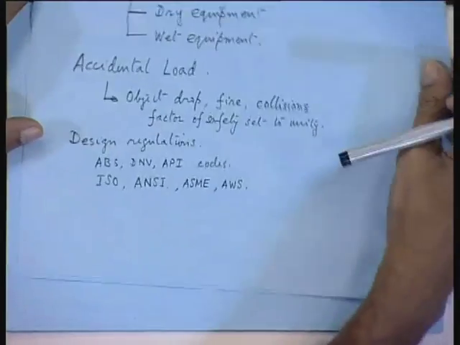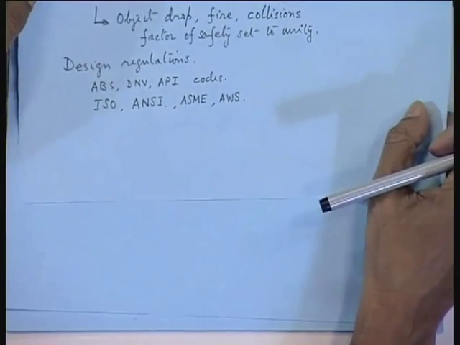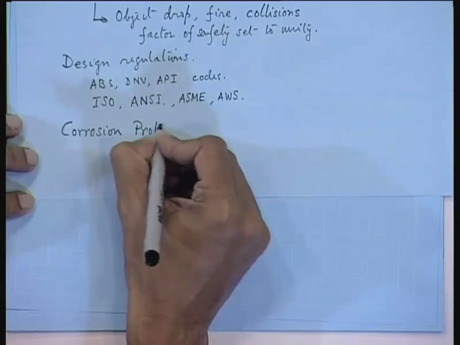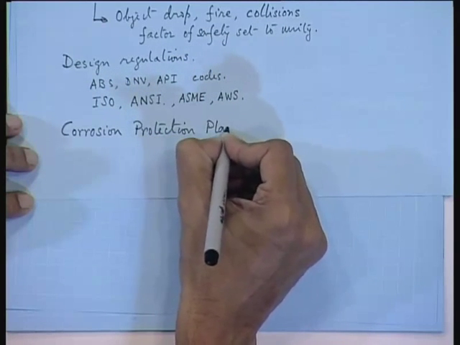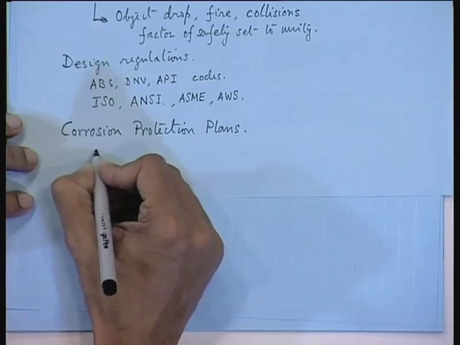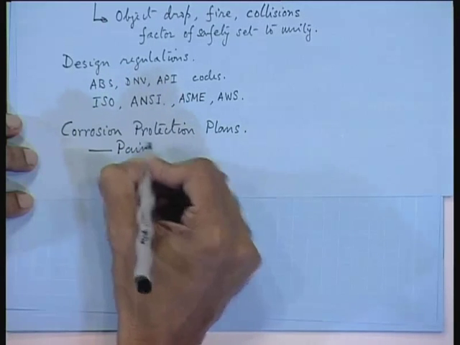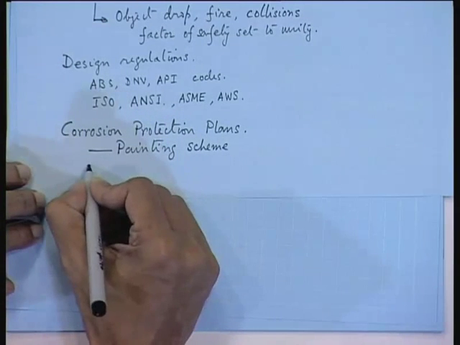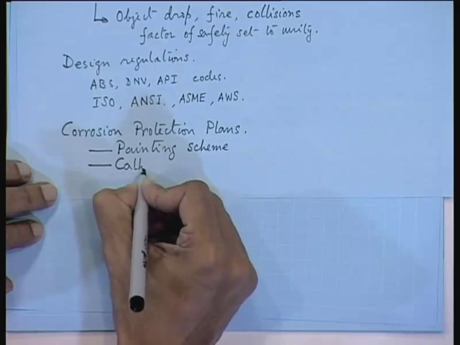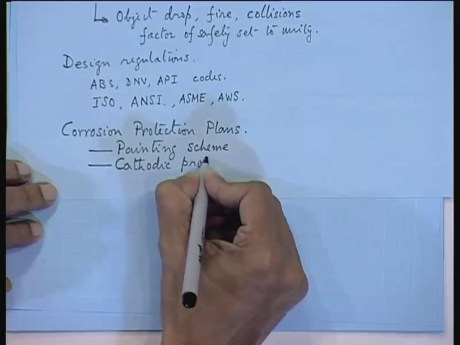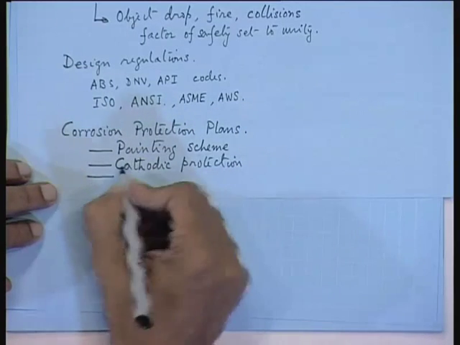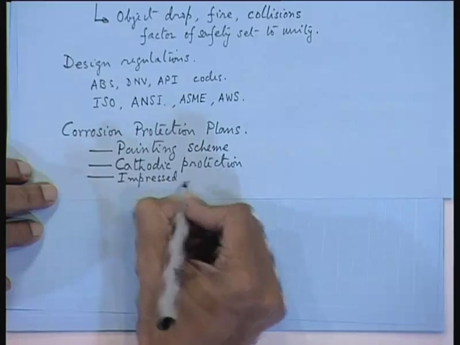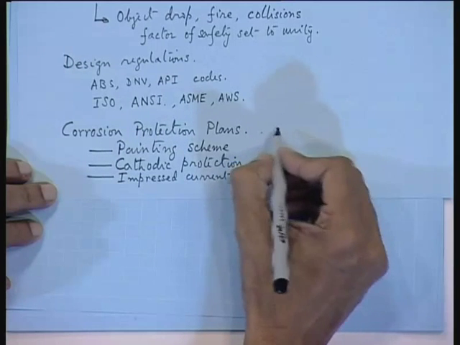Now after this, painting and corrosion protection plans, or rather you have to specify the corrosion. So here you have to tell your client your painting scheme. What paint protection you are giving? Cathodic protection by means of sacrificial anodes, if you have, and sometimes they may give impressed current. I am not a corrosion engineer. So this is actually specified by a corrosion engineer.